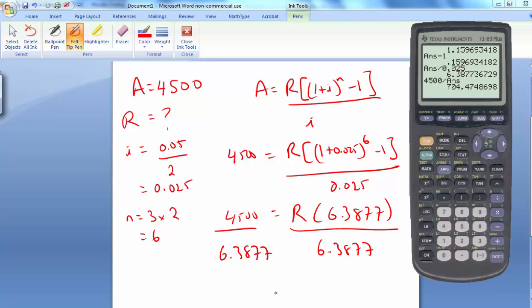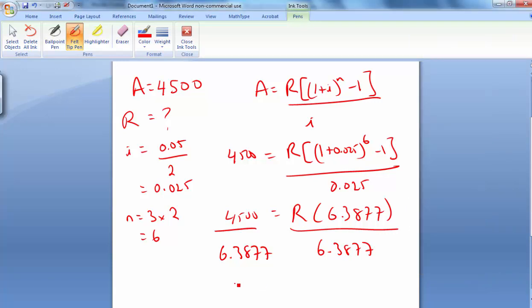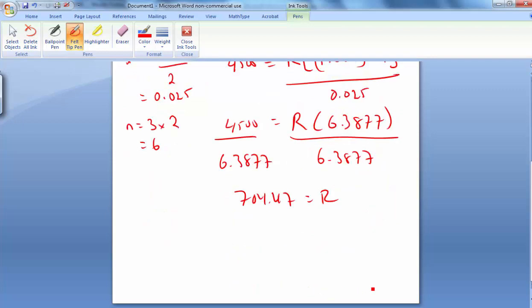So R equals 704.47. It looks nicer if I rewrite it: R equals $704.47. So if you want to continue, that's all it's asking. Therefore, he needs to deposit $704.47.